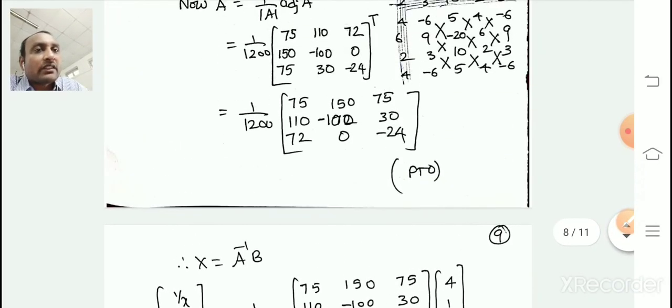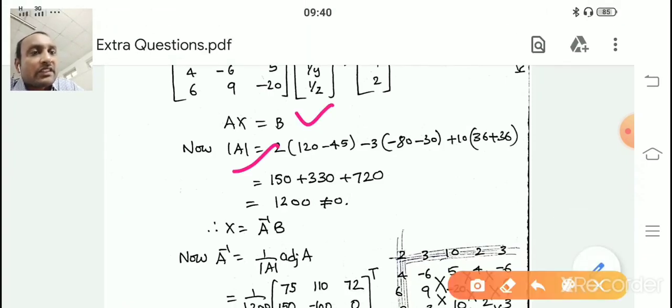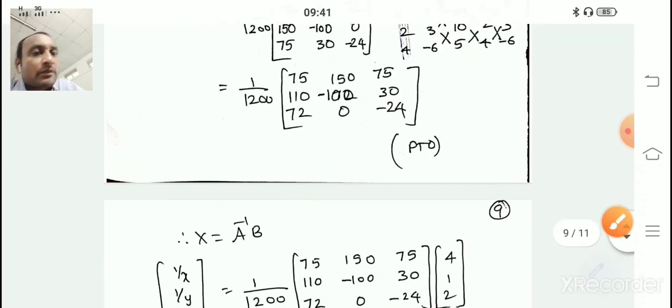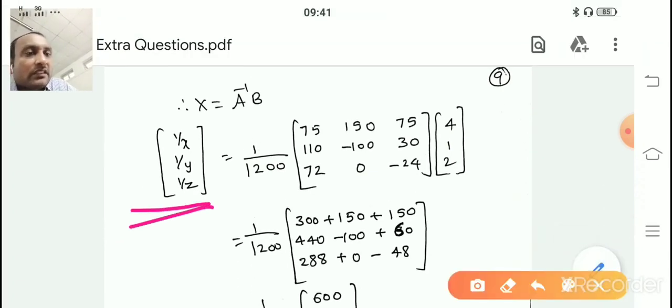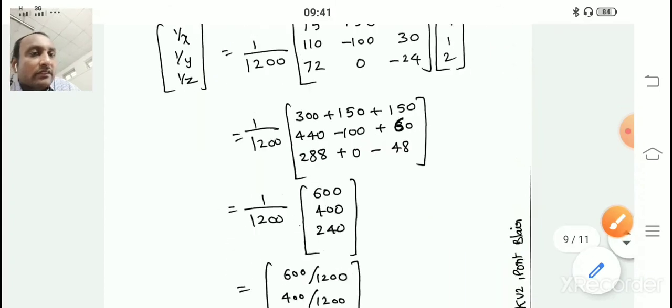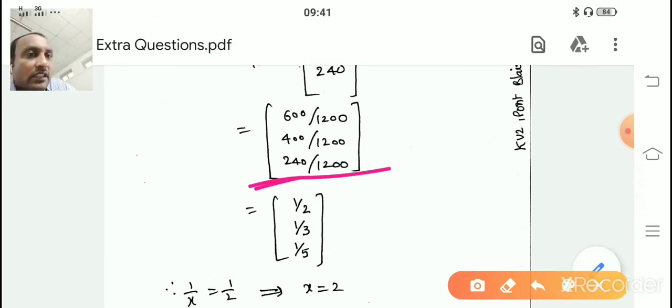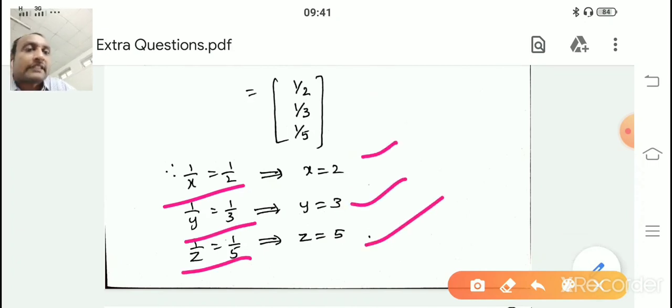First, the very first step, write the Ax is equal to B format. Ax is equal to B, then determinant of A is not equal to 0, x is A inverse B. Now using the A inverse formula, you can find out A inverse. After finding A inverse, you multiply with B, x is equal to A inverse B. Here x means 1 by x, 1 by y, 1 by z. After multiplication, you could notice 1 by 1200 into this, which is 600 by 1200, 400 by 1200, 240 by 1200. So that is 1 by 2, 1 by 3, 1 by 5. So it is 1 by x, 1 by y, 1 by z, and the x, y, z values are like this.